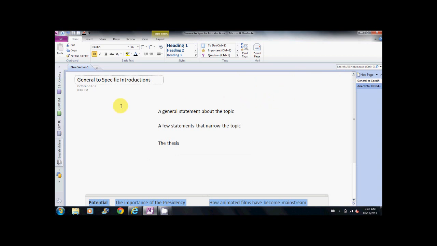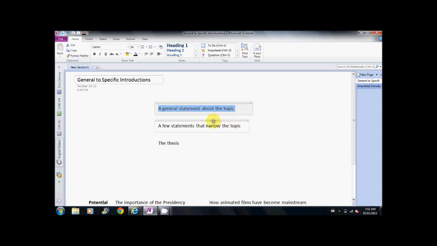General to specific introductions work on this basic premise. You have your thesis, which is going to be the last sentence in your introduction, and you begin your introduction with a general statement about that topic. And the goal is to narrow the discussion of that topic in such a way that it leads naturally to the discussion of the thesis.